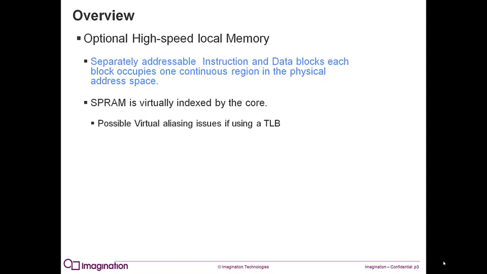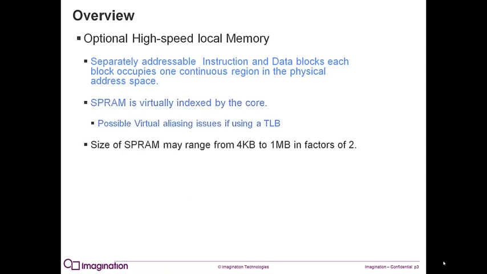Virtual aliasing occurs when a physical address is accessed with two different virtual addresses that can be simultaneously residing in memory. This is not handled by hardware, and programmers must be aware of it. One way around this would be to make one TLB entry that covers the whole Scratchpad memory by making the page size for that TLB entry the same size as the Scratchpad RAM. Scratchpad blocks can be as little as 4K and as large as 1 megabyte.